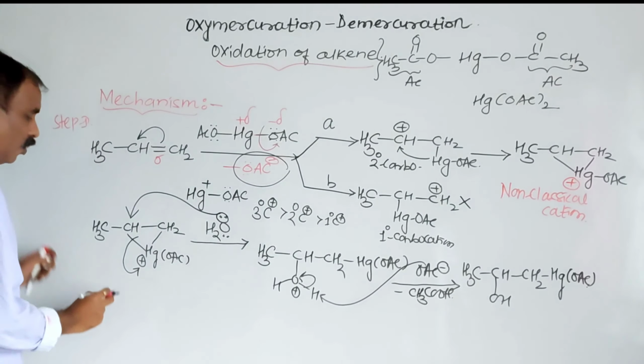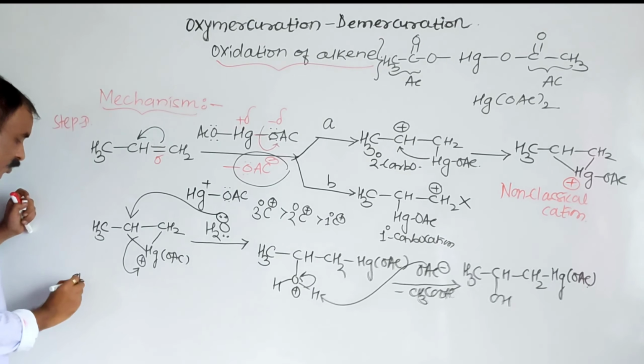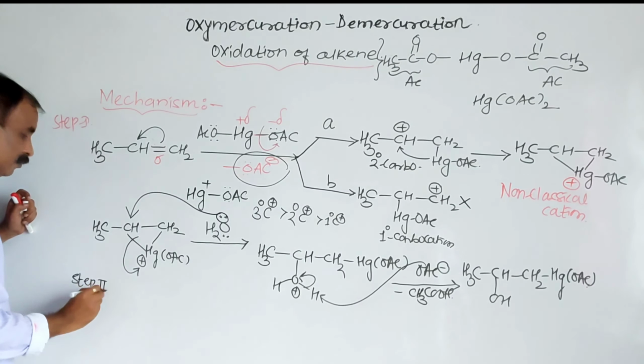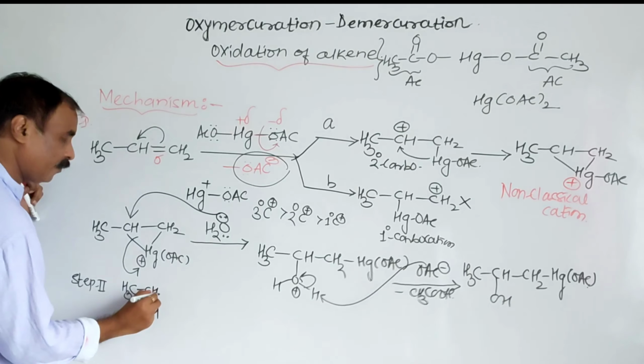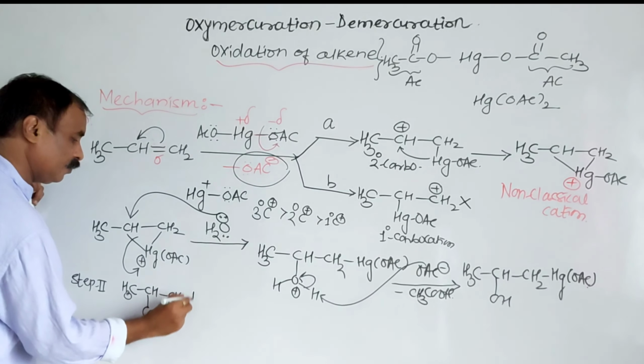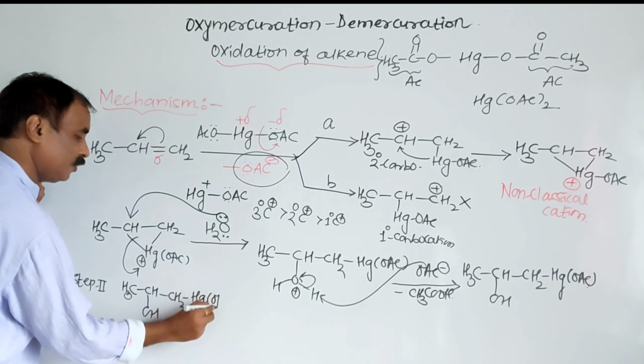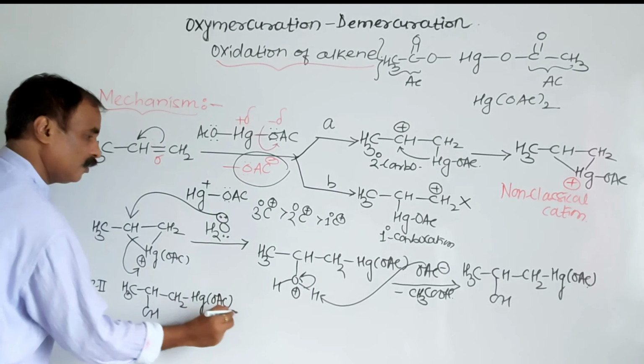Now what is step number 2? Step number 2: a reaction of this intermediate with sodium borohydride. I will write the same here. CH3, CHOH, CH2, HgOAc. A reaction with sodium borohydride.